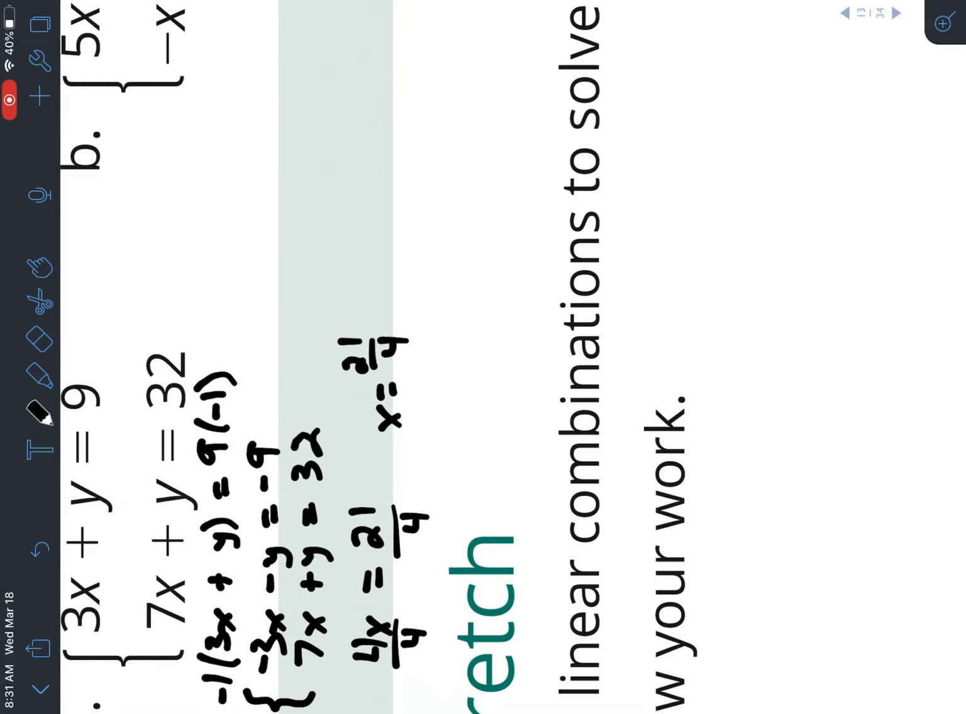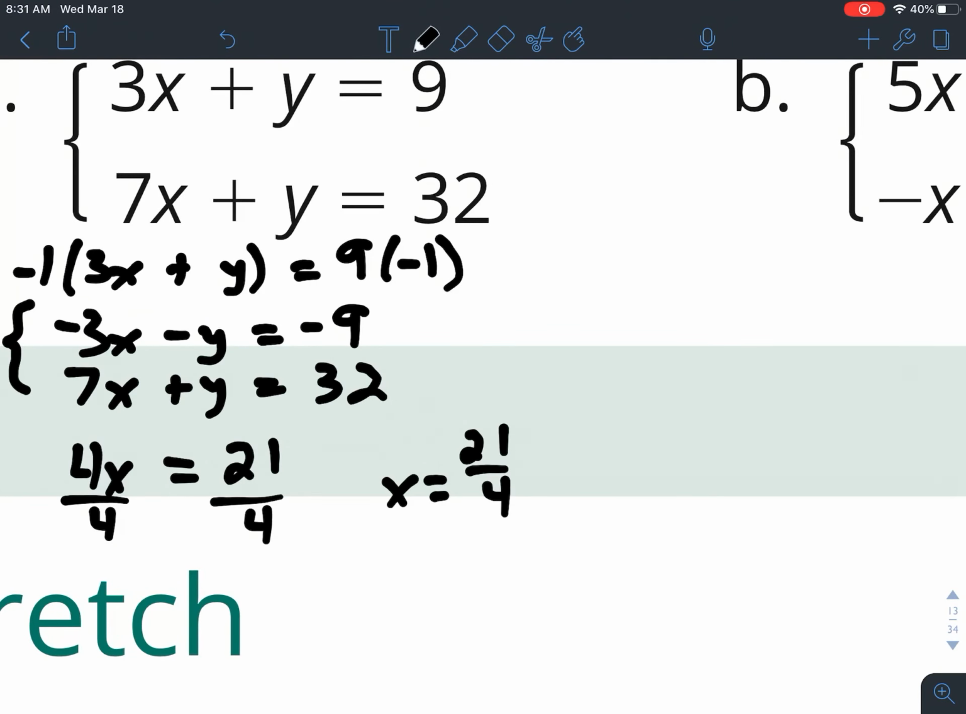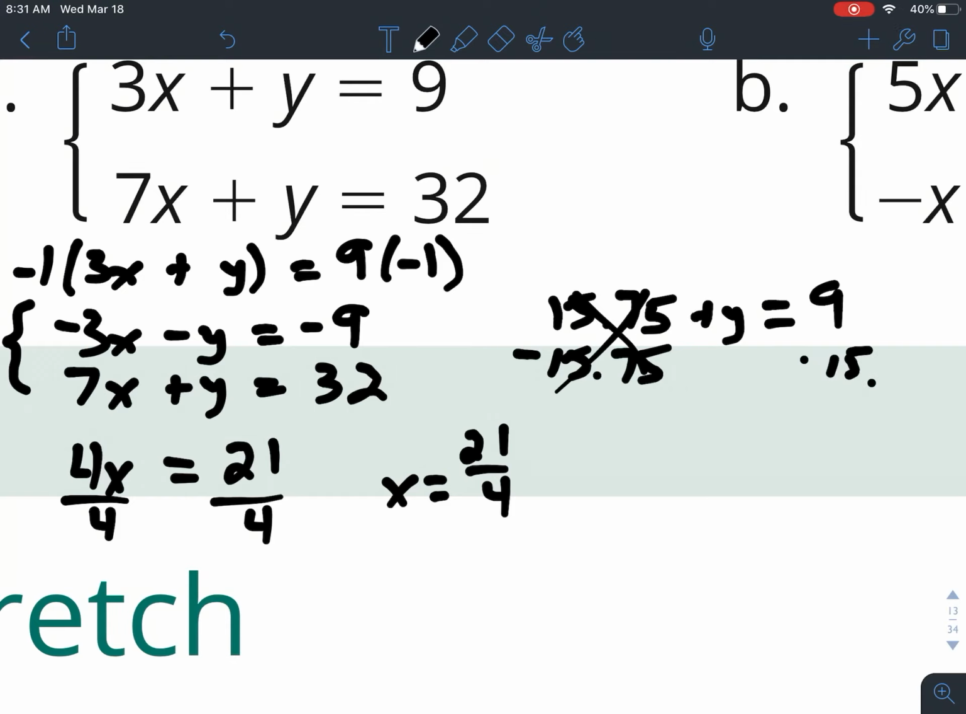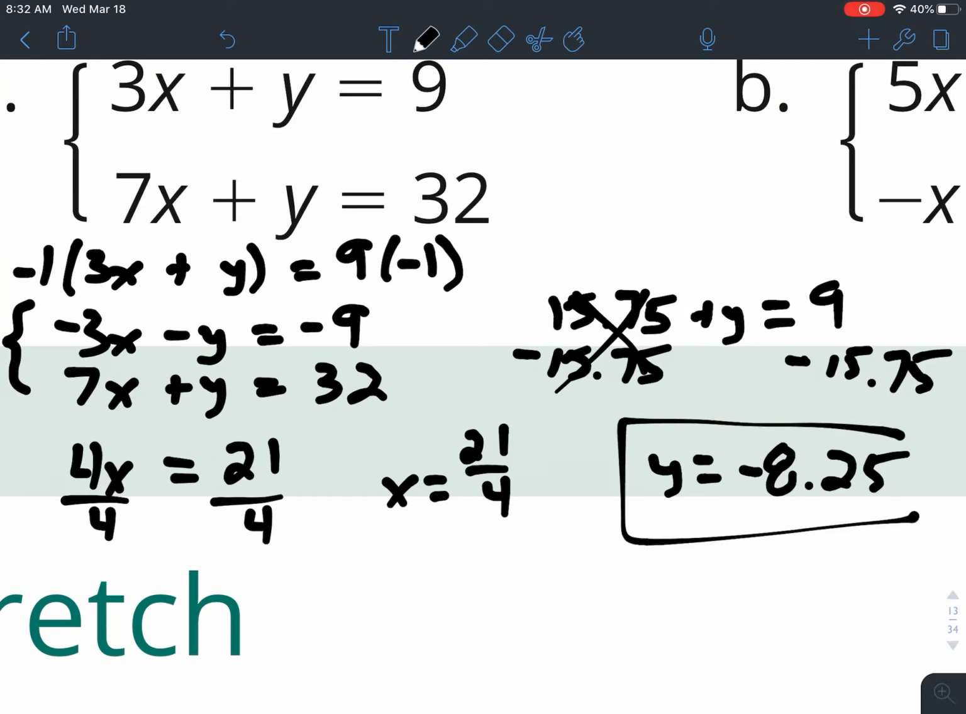So we go back, I'm going to turn it back this way, we can say 15.75 plus y equals 9. We move this over by subtracting it to cancel out, minus 15.75. Use the calculator to help you on this one, but I will give it to you on here. Doing that should leave you with negative 8.25 is your y. So here's your y, here's your x values.